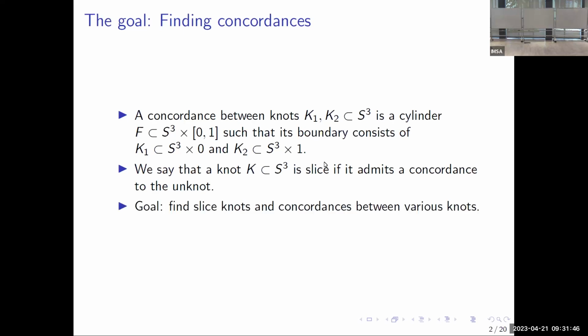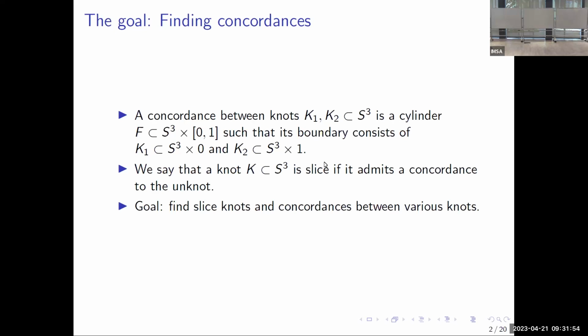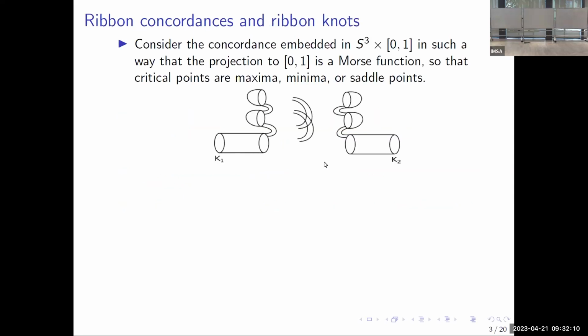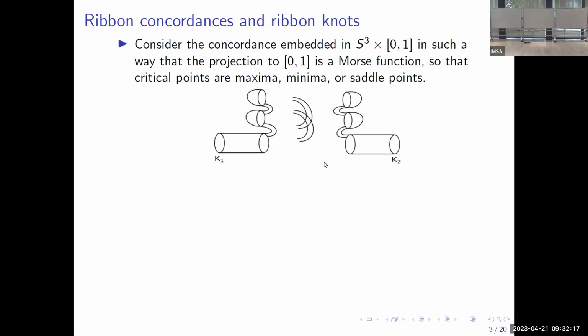And then the goal is to find slice knots and concordances between various knots, and also to show when they don't exist. So we're just going to look through knots and see which ones have concordances to the unknot and which ones don't, and which two knots have concordances between each other. Okay, so in order to explain how we're going to find these concordances, we want to think about decomposing concordances into more approachable pieces.